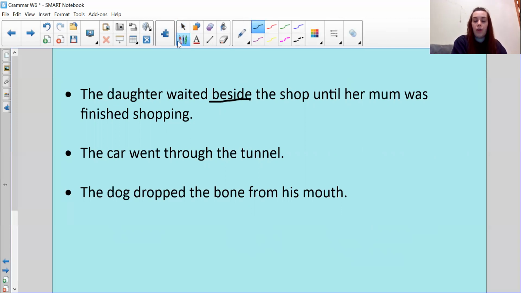The car went through the tunnel. We know car's a noun, we know tunnel's a noun. It has to be the, went through, and the. Through is actually our preposition because it tells us how the car went into the tunnel. It went through it, didn't it? That's a how one. The dog dropped the bone from his mouth.